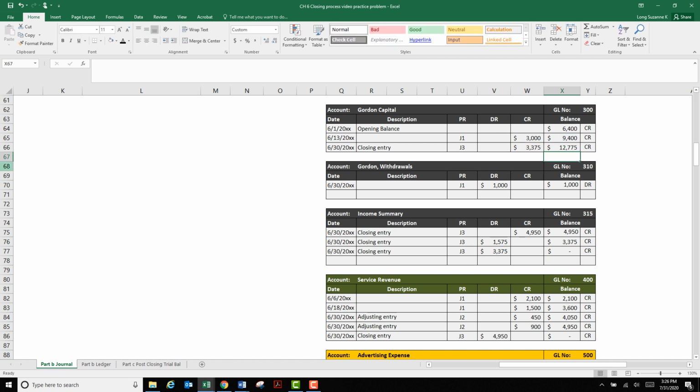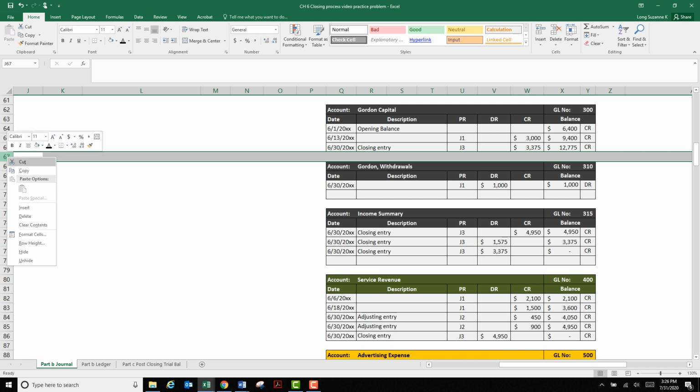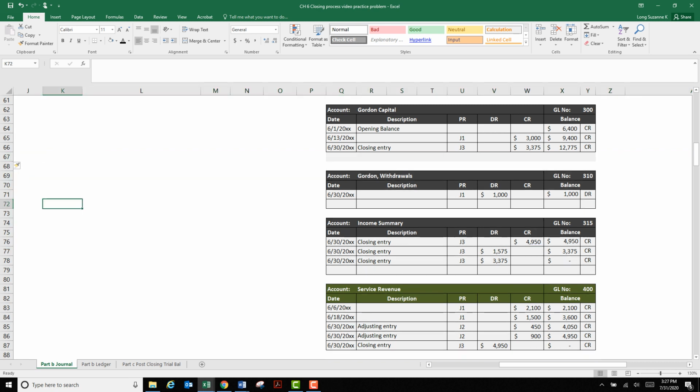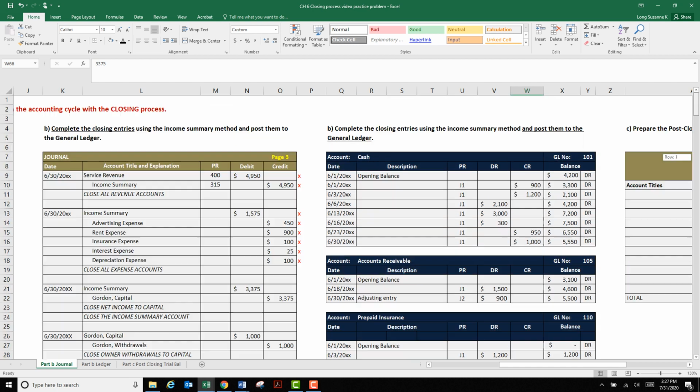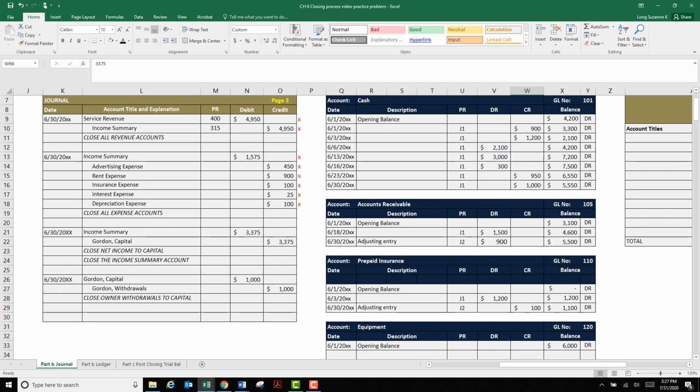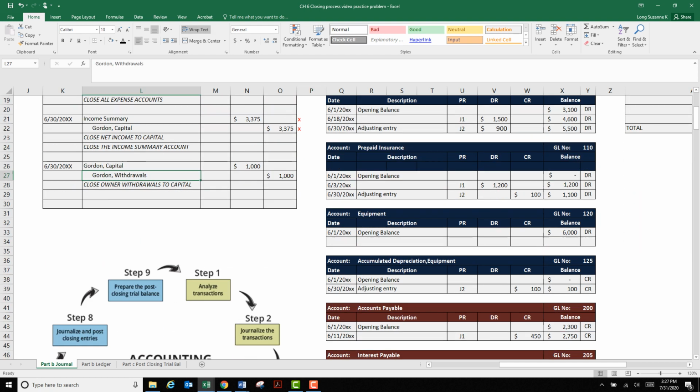This needs more space. I'll just go ahead and make this space while I'm here. We're going to have another closing entry effect right here. Okay, so that's where we're at right now. Credit. So we've got $33.75, $33.75. So this one is all good. And the last one, capital withdrawals, 1,000.